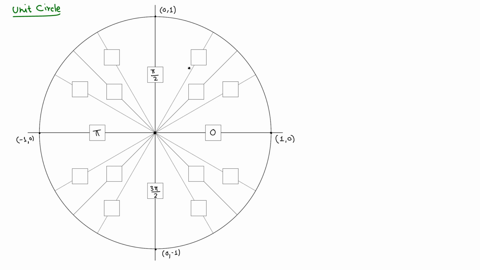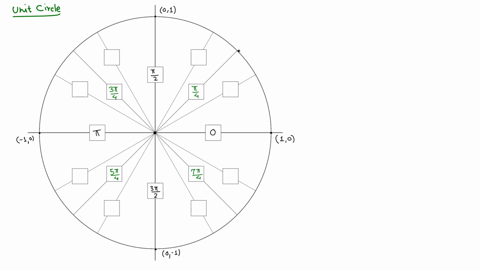Now let's focus on the first quadrant. Here pi over 2 and 0, so halfway would be pi over 4, 45 degrees. That's the bisector of this angle, pi over 2. And the opposite of pi over 4 here, this is pi over 4. In the second quadrant we have 3 pi over 4. Third quadrant, 5 pi over 4. Fourth quadrant, 7 pi over 4.